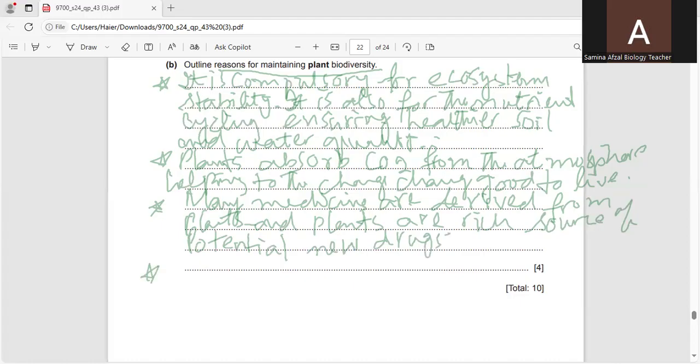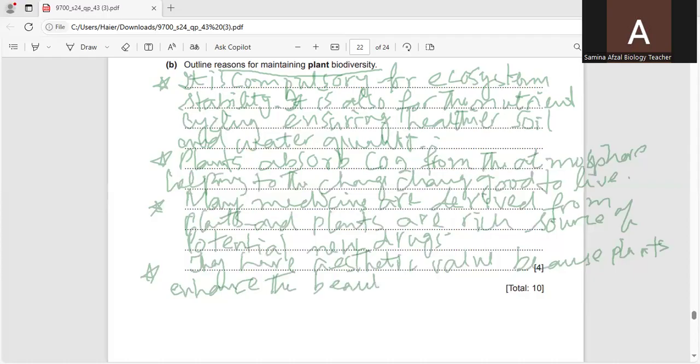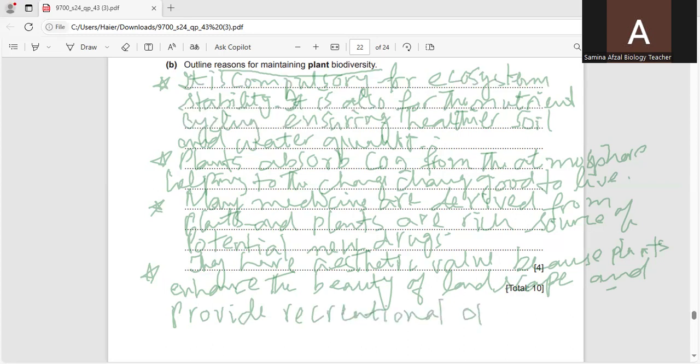Next, they have an aesthetic value. Plants enhance the beauty of landscape and provide recreational opportunities.